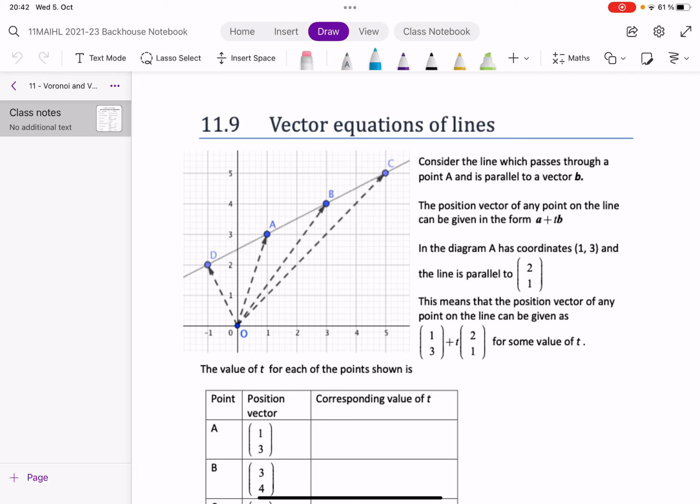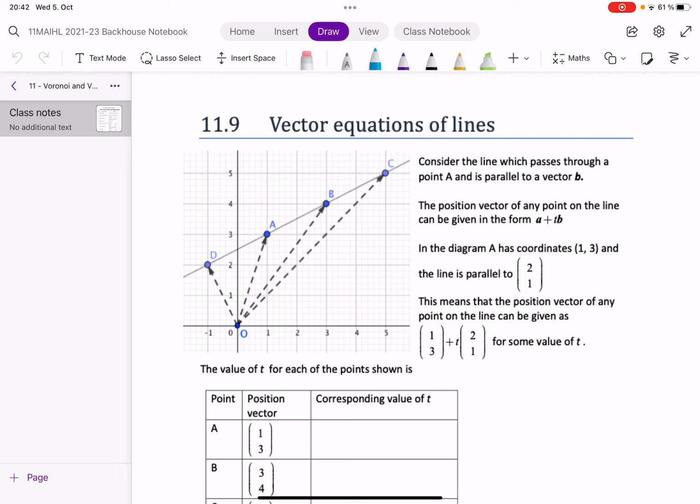So you can see in the diagram that we've got an origin. We have 4 points A, B, C and D that are all on a straight line. I'm sure you could find the linear equation that represents that line very easily. So today we're going to talk about how to find the vector equation.